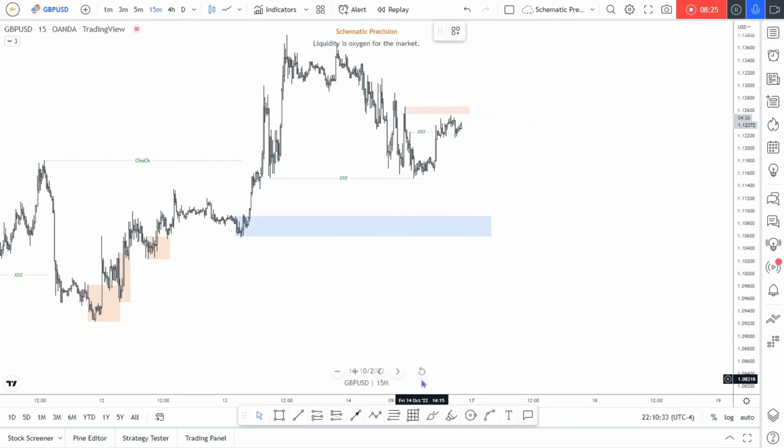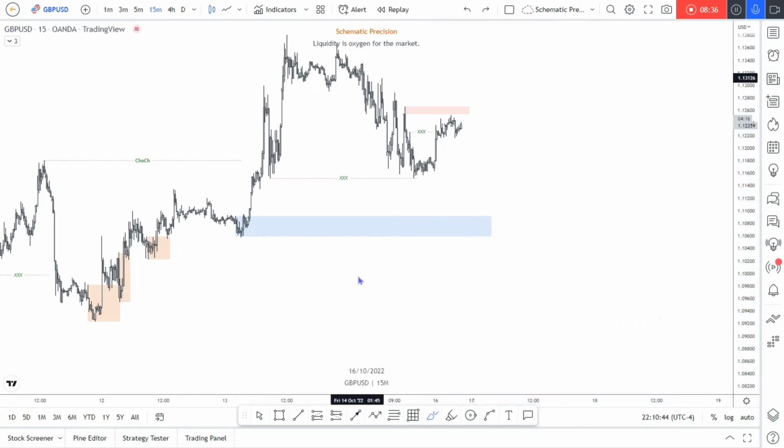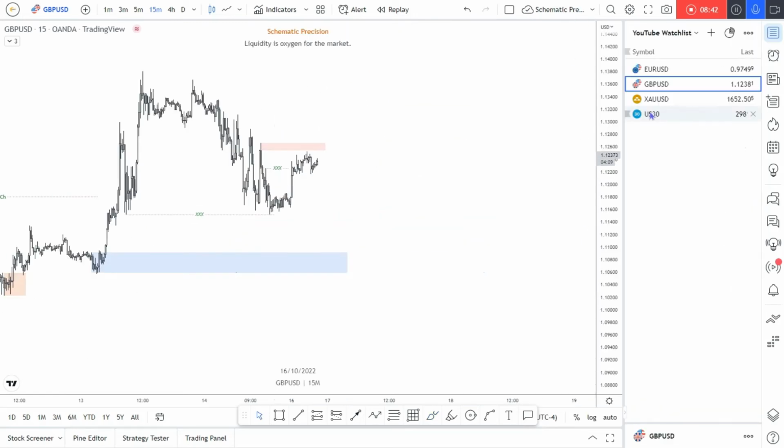And if this demand gets broken, we'll continue to see the bearish pressure coming in. Slowly it will go down, down, and down, to break the lows. So this will be the analysis for GBP USD.